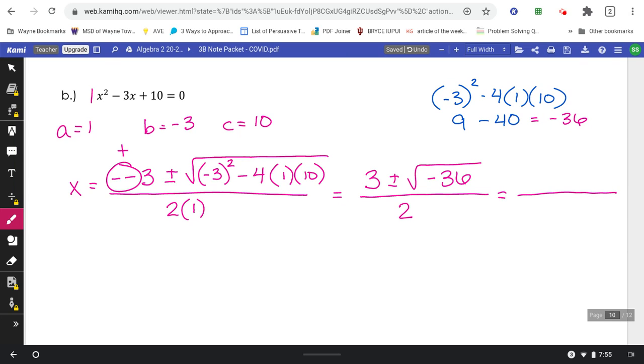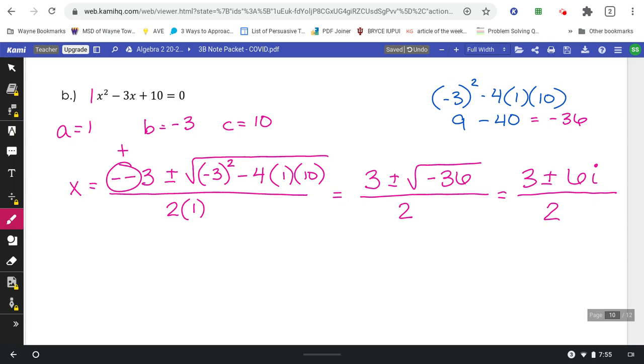36 is another perfect square. So you don't have to make a factor tree for this one. The square root of 36 is 6. Because it has the negative on the 36, you need to put an i on your answer for imaginary. And then bring over the 2.